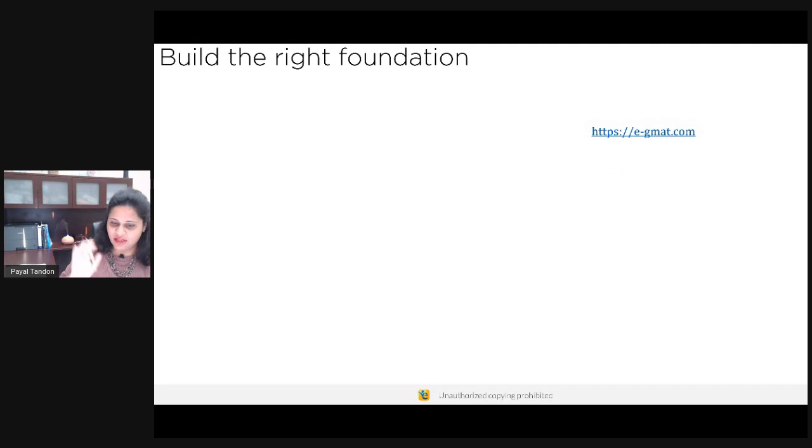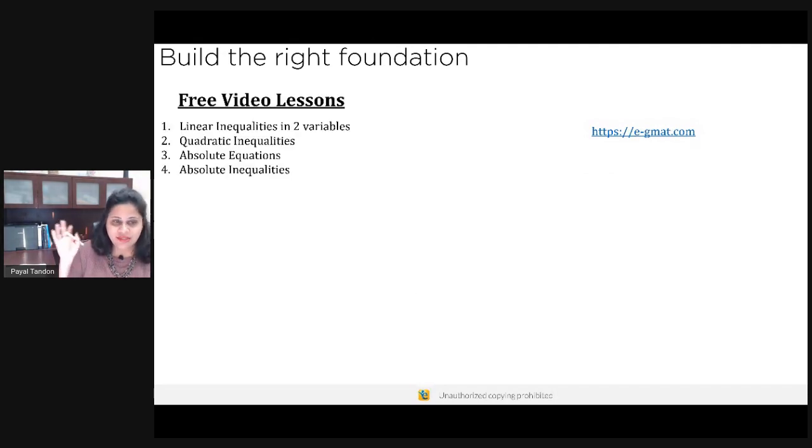Okay, so today we are talking about algebra questions, but again, whatever we do here, as I said, the basic principle remains the same. So you can apply the same principles across the board for all subsections of quant, as well as verbal. Now, I want to make sure that all of you have the right foundation.